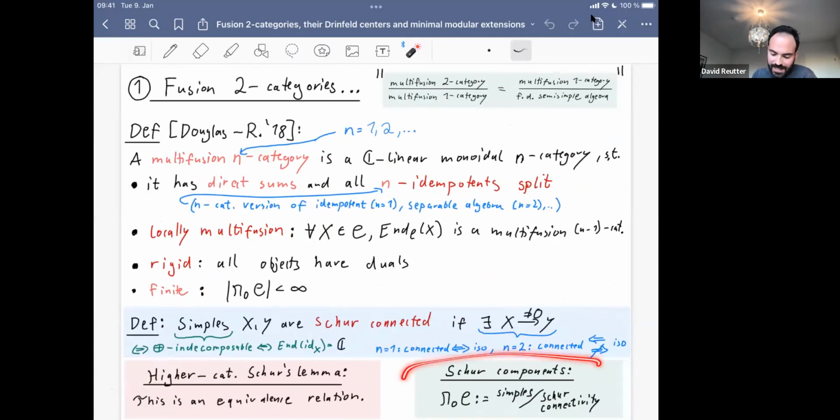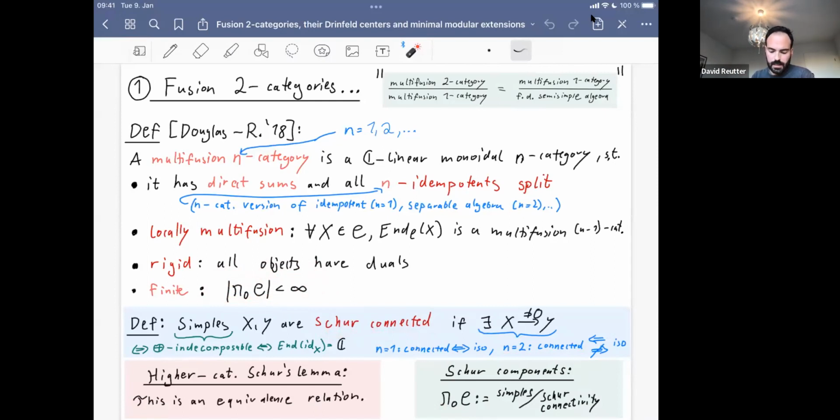And now having defined what the Schur components are, we can say what finiteness means. Finiteness means you have finitely many components. Indeed, in dimension two, for n equals two, it turns out that this is again equivalent to asking to have finitely many isomorphism classes, or equivalence classes, of simple objects. But in general, this is really the correct definition of finiteness, and equivalence classes don't seem to come up that much in this theory of higher semisimple categories. It's really always about this Schur connectivity notion.